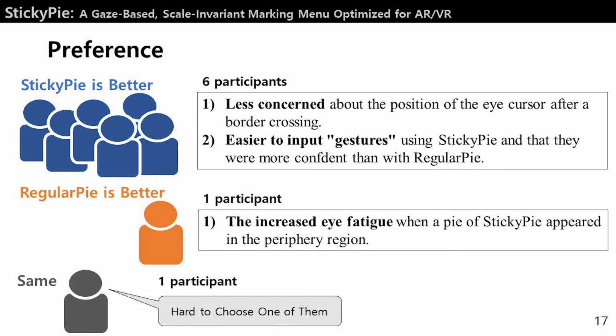Six of 8 participants preferred StickyPie because they were less concerned about the position of the eye cursor after a border crossing, and it is easier to input gestures using StickyPie, and that they were more confident than with regular pie. One participant preferred regular pie because he sometimes felt increasing eye fatigue when a pie of StickyPie appeared in the peripheral region.